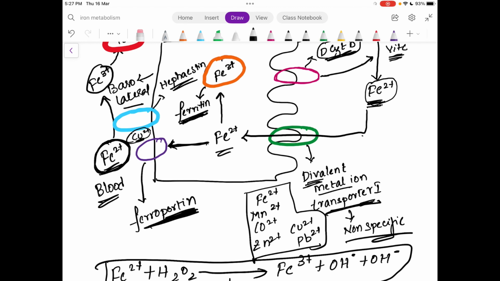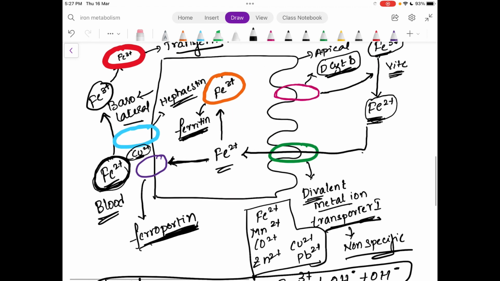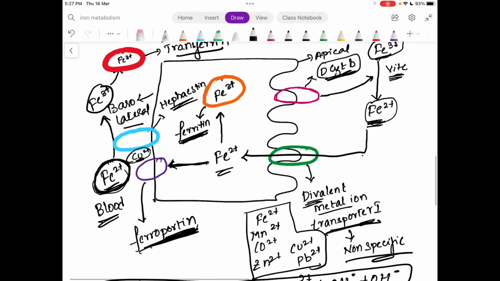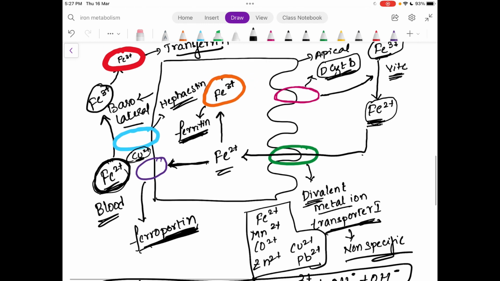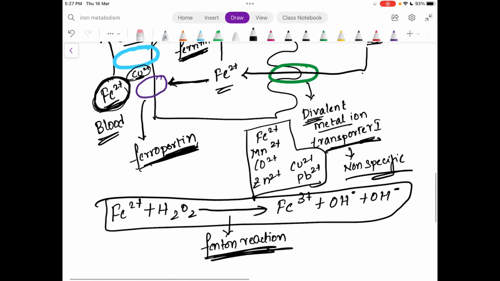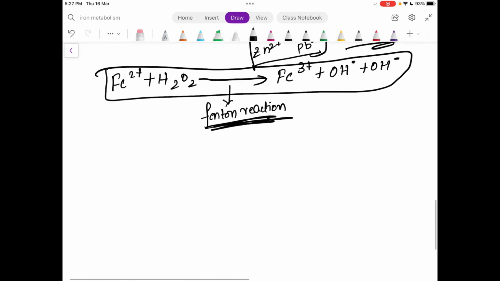Later it is transported outside with the help of ferroportin, and this Fe2+ again has to be converted into Fe3+, and this Fe3+ is transported with the help of the transferrin protein. The conversion of Fe2+ to Fe3+ is done with the help of hephaestin, which contains copper.